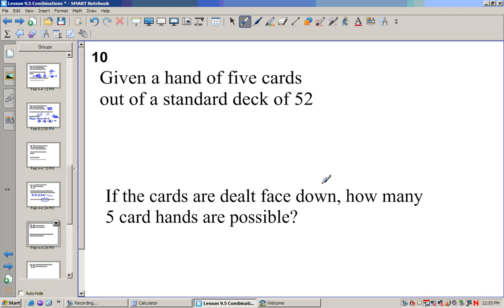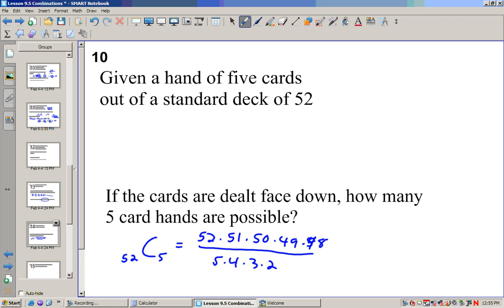Now if they're dealt face down, now order doesn't matter. So the number of hands possible will be 52 choose 5. So that would be 52 times 51 times 50 times 49 times 48, all divided by 5 factorial, which is 5 times 4 times 3 times 2 times 1. Now I'll let you figure that out, because I wish I had my other calculator at home, but I don't, so I'll let you figure that out.